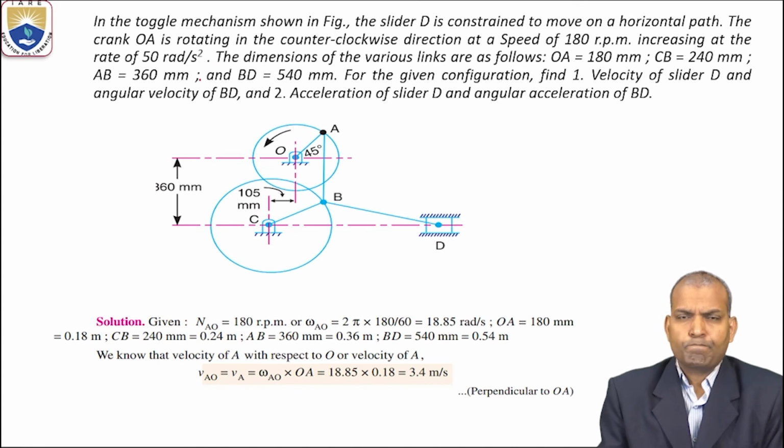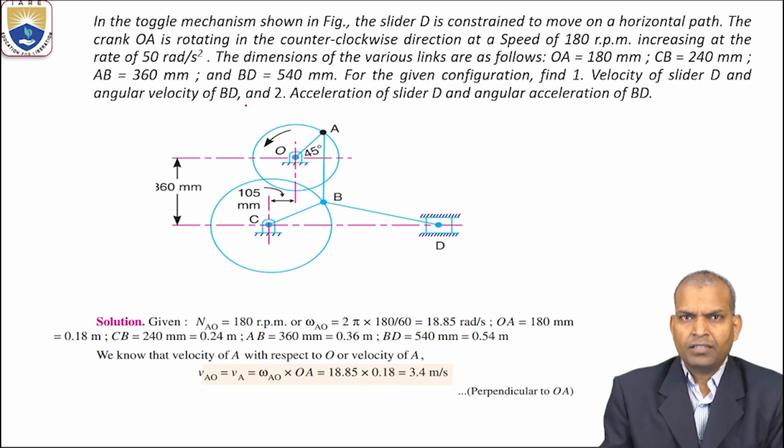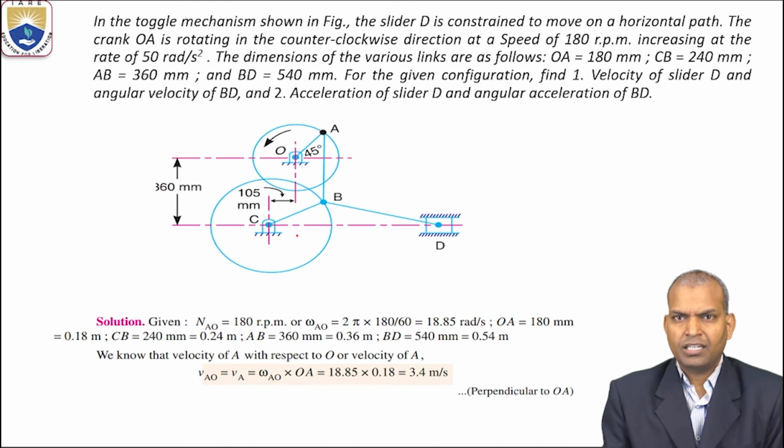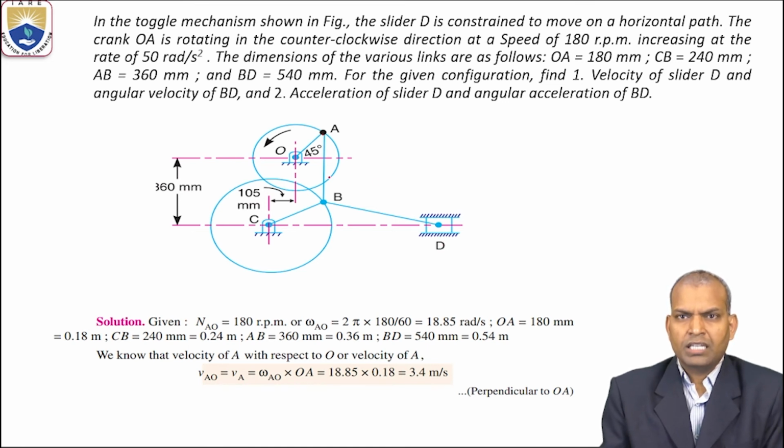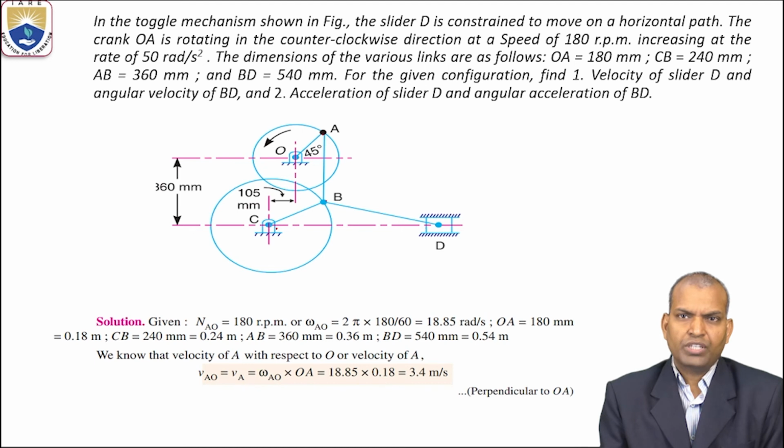So let us begin. In the toggle mechanism, the given data is a double crank: OA is one of the cranks and CB is another crank. The slider is D here. This is link AB and also BD. There are double cranks here, the 2 cranks OA and CB, and there are 2 fixed links, that is O and C.